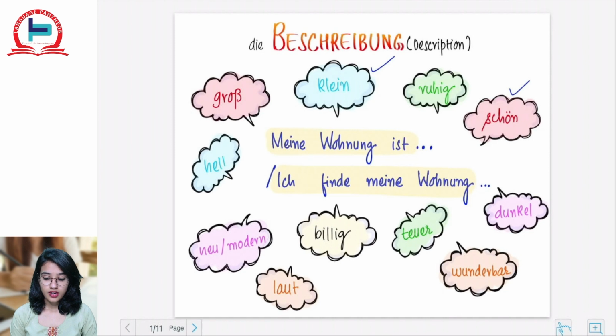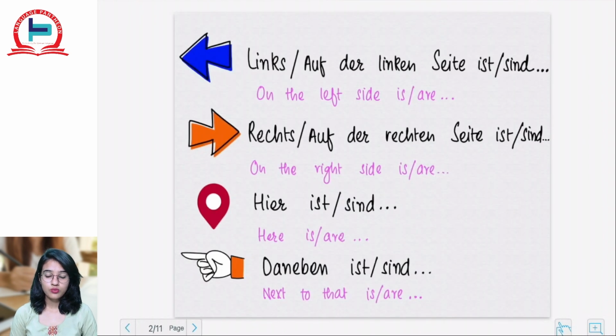Similarly, ich finde meine Wohnung dash. I find my apartment this. So you can say, ich finde meine Wohnung dunkel. I find my apartment dark. Ich finde meine Wohnung neuer. I find my apartment new. Klar?